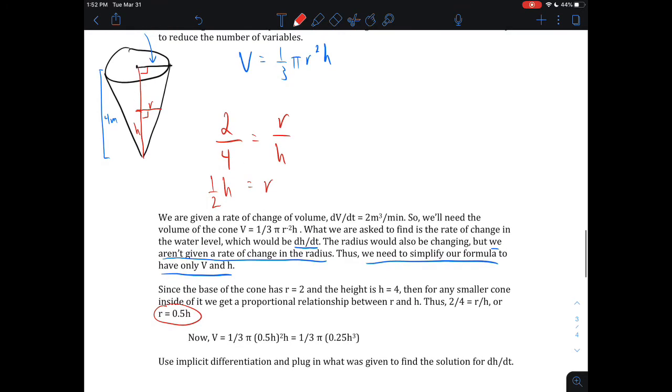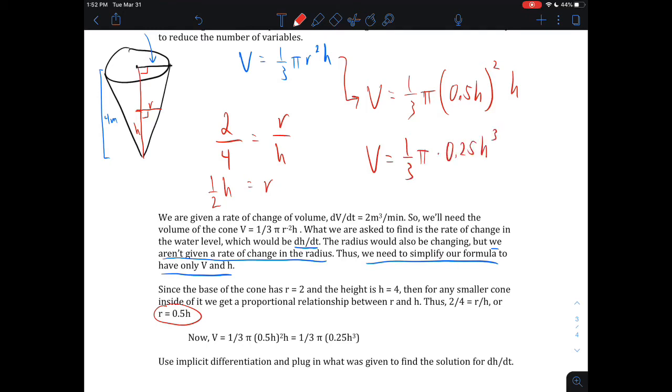So that means our volume formula can be simplified. I can say V is equal to 1/3 pi, and instead of r, I'm just going to replace it with 0.5h, quantity squared, times h, which gives us that volume is 1/3 pi times 0.25h cubed, which is what I have down here.